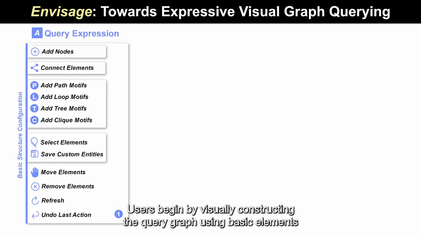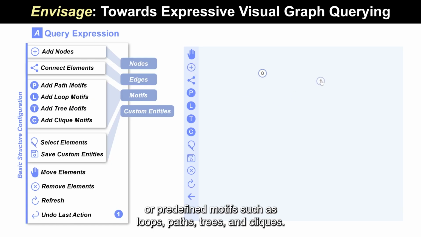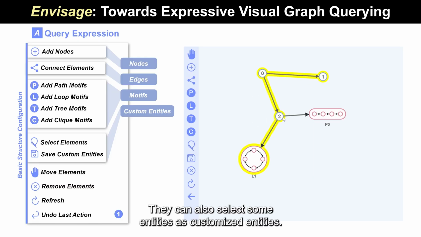Users begin by visually constructing the query graph using basic elements or predefined motifs such as loops, paths, trees, and clicks. They can also select some entities as customized entities.